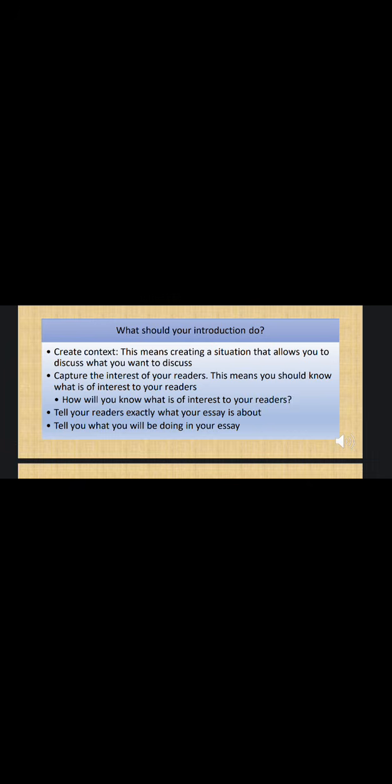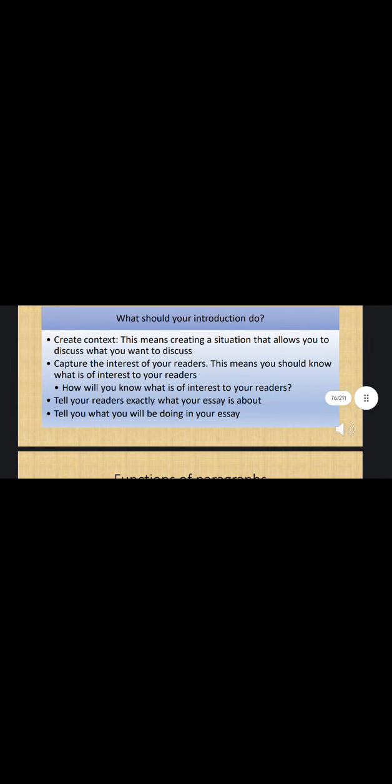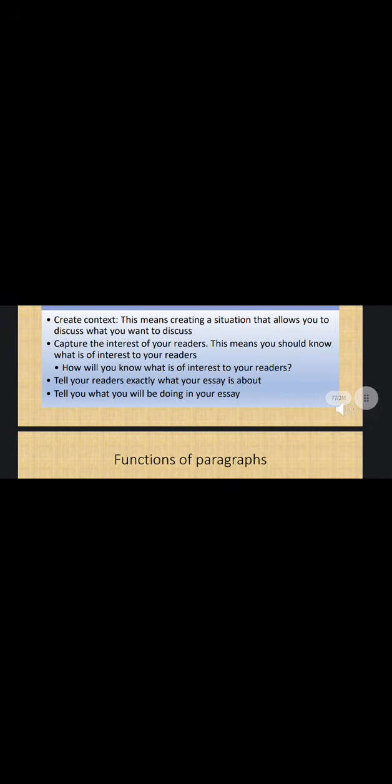So it will capture the interest of your readers. Every lecturer, if they give you a topic to write about, they have an interest. They want you to write about certain things, so they expect that from you. You make sure you capture whatever they want from you. That's why you need to take your time and research the essay topic. When we get to session 7, I'll explain these things to you. So you should know the interest of your readers.